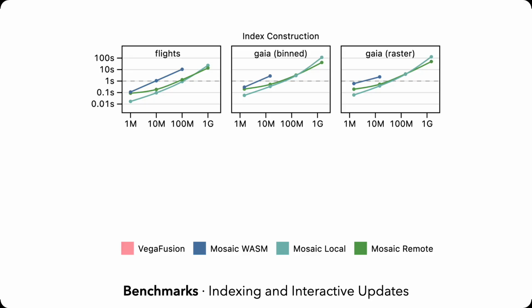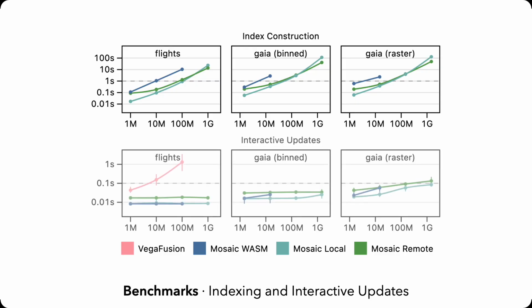We evaluate interactive performance on real-world datasets ranging from millions to billions of records, including the flight delay and Gaia star catalog examples seen earlier. Data tile indexes can be built on the fly for up to hundreds of millions of points, but beyond that, pre-computation is desirable. With indexes in place, Mosaic supports real-time interactive updates, even between high-resolution raster visualizations.